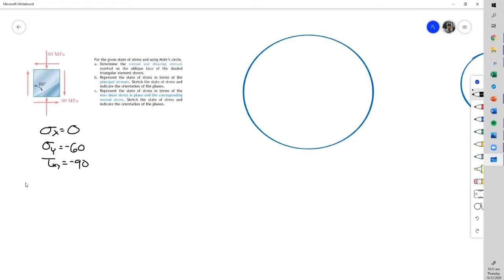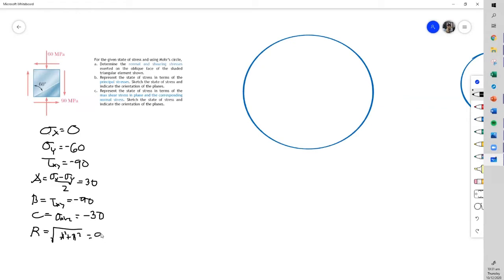So, okay lang po yan. Now, knowing this, we can find A, which is sigma x minus sigma y over 2. This is 30. B, which is just tau xy, so negative 90. And then C, which is sigma average. So in this case, that is negative 30. Then R, which is just the square root of A squared plus B squared. So that is 94.9. Okay? So ano lang po yan? The constants. Pero, we can actually plot this without finding these values. Yung C lang yung mahalaga dyan. So, subukan muna natin ha.